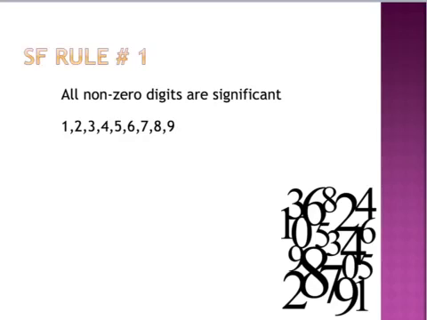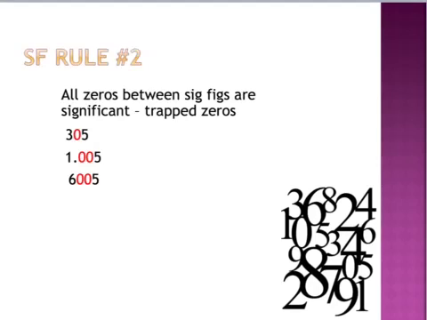So if the measurement has a 1, a 2, a 3, a 4, a 5, 6, 7, 8, 9, any of those non-zero numbers, they're significant digits. All right, that's easy enough. Let's look at rule number 2. Rule number 2 addresses zeros. All zeros that are between significant figures are significant. These are called trapped zeros or captive zeros.